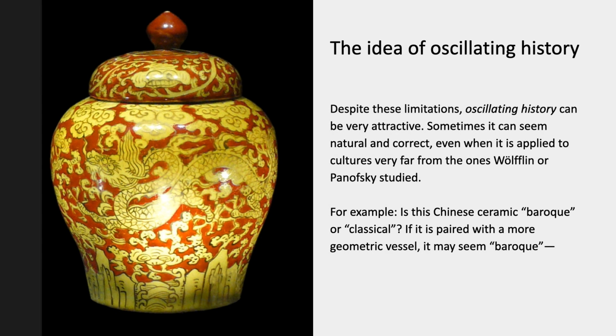But still, oscillating history can be a really attractive theory, because it can seem just plain natural and correct, even when you apply it to cultures that are really far from the ones that either of these two people studied. So here's an example. You could look at a Chinese ceramic like this, and if you don't know anything about Chinese ceramics, you could ask yourself, is this "Baroque" or "classical"? In quotation marks, of course. Without a point of comparison, you might not have much to choose between. You could say that it was either one.